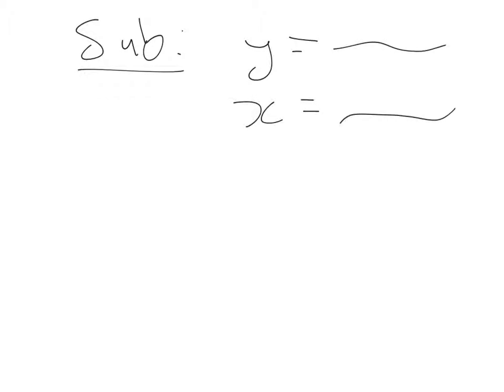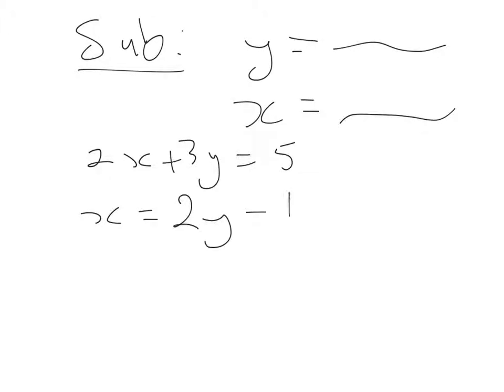Alright, let's look at the substitution method first. The substitution method works best when we have something that says y equals something or x equals something. The question might not give it to us that way, we might have to rearrange it, but let's say we had 2x plus 3y equals 5, and we have x equals 2y minus 1. So we have equation 1 and equation 2. You can see that we've got two equations, two variables.